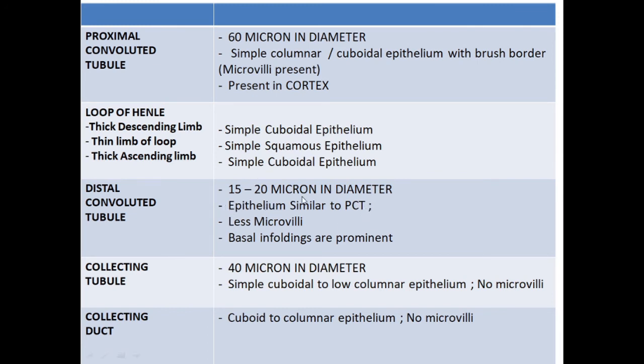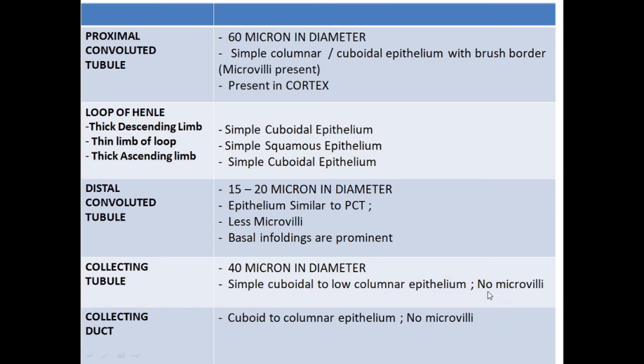The epithelium of the distal convoluted tubule is similar to the proximal convoluted tubule, but there are fewer microvilli present and the basal infoldings are very prominent in the distal convoluted tubules. In the loop of Henle, the thick descending limb has simple cuboidal epithelium like the proximal convoluted tubules, and the thick ascending limb has simple cuboidal like that of the distal convoluted tubules. Collecting tubules are 40 micron in diameter and are lined by simple cuboidal to low columnar epithelium.